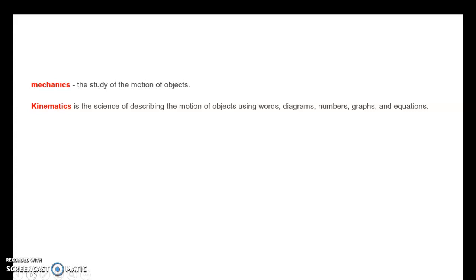The first term is mechanics. Mechanics is the study of the motion of objects, so any motion is going to be considered mechanics. Kinematics is how we describe this motion using words, diagrams, numbers, graphs, and equations. And kinematics is how we'll spend most of our first quarter in physics, looking at mechanics in terms of kinematics.